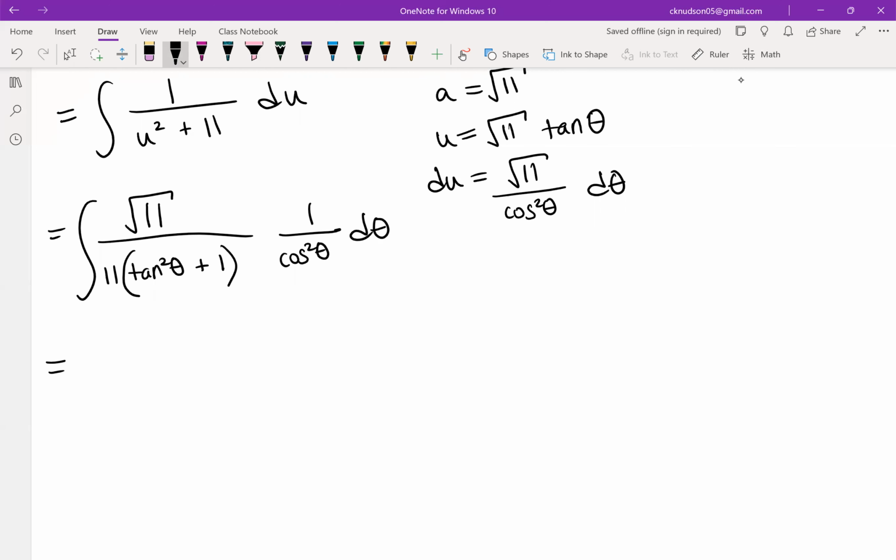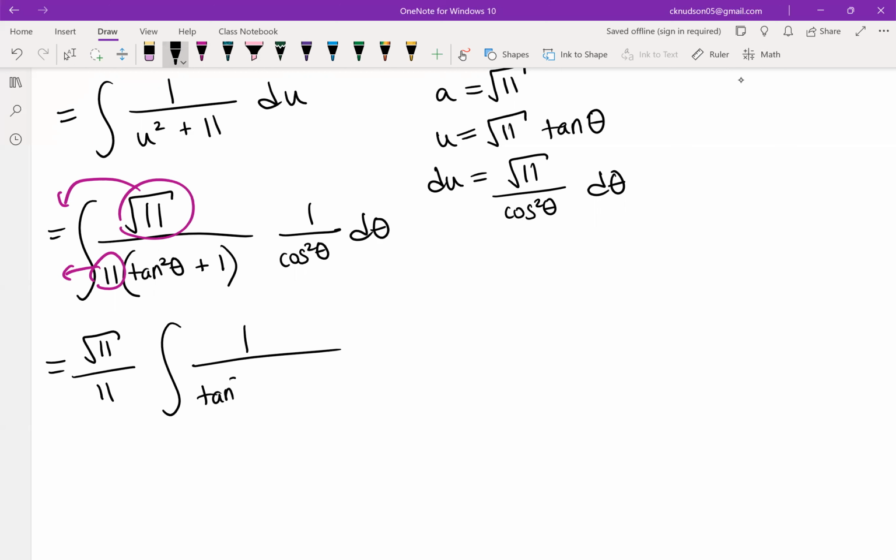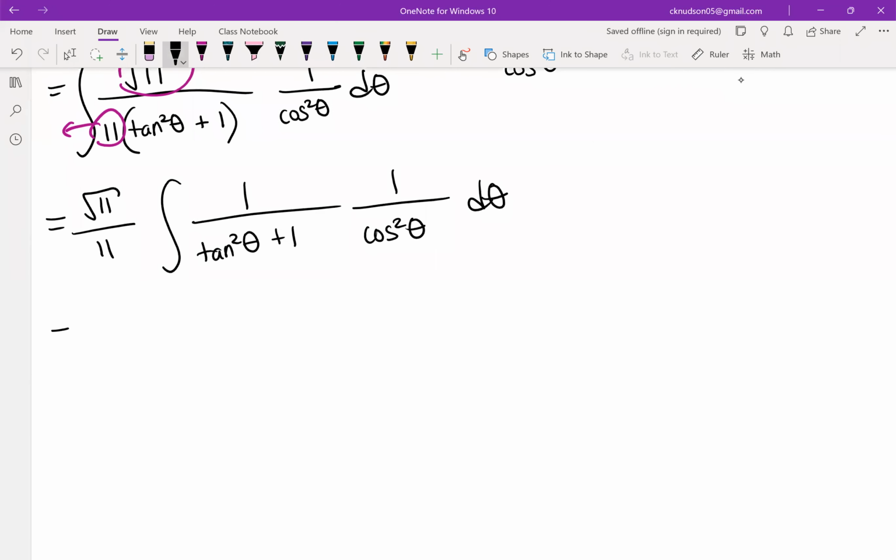From here, I like to pull the constants out. So we have square root of 11 divided by 11 times 1 over tan squared of theta plus 1 times 1 over cosine squared of theta d theta. We have square root of 11 over 11. That simplifies to 1 over the square root of 11.